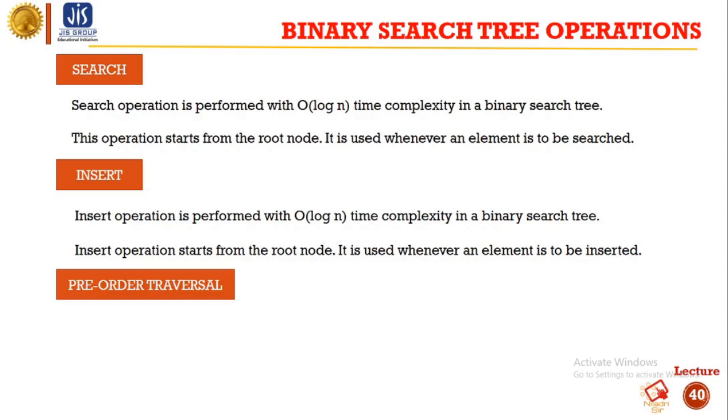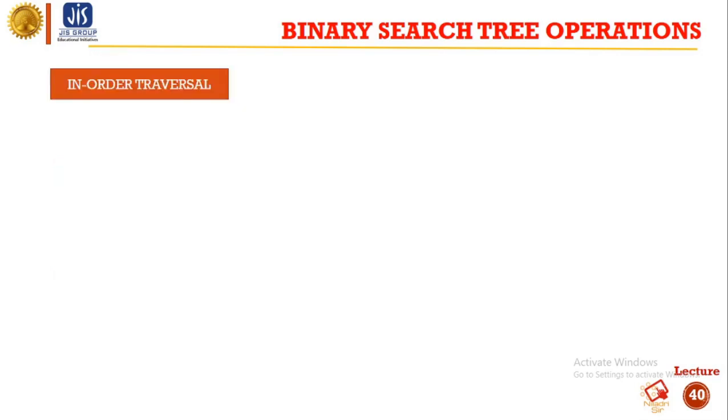And next is pre-order traversal. It traverses a tree in a pre-order manner. Pre-order means root, left and right. Pre means first, that is, the root will be first. Next comes the in-order traversal. Here we traverse a tree in an in-order manner. In-order means left, root, right. In means within, so the root is within, between left and right.